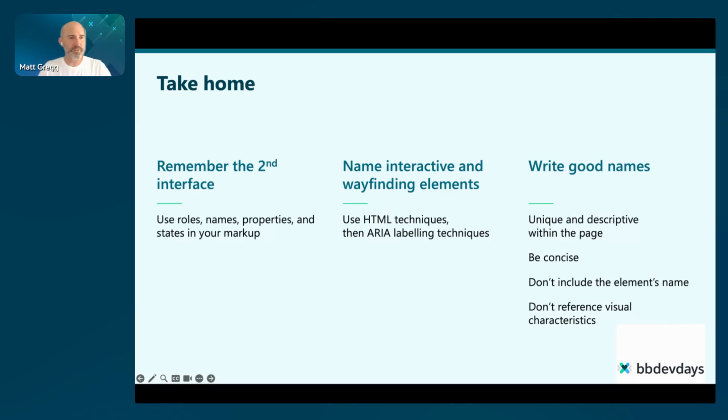So now we're almost at time. Just a quick take home here at the end: remember the second interface. Set those roles, names, properties and states in your markup. When you do that, it's going to make your application a lot more accessible for people using assistive technologies. And remember to name those interactive and wayfinding elements, and think about how you can write good names. Make sure they're unique and descriptive on the page, be concise, don't include the element's name, and don't reference visual characteristics. So thanks for joining me, and I'm going to hand it over to Nichols to wrap us up.